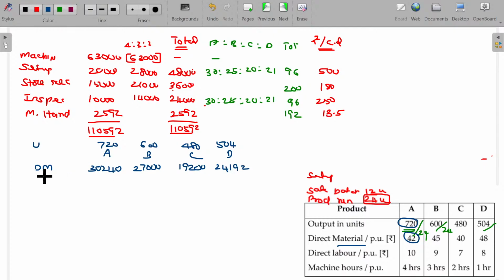24,192. Direct labor similarly, 10 into this much: 7,200, and here 5,400, 3,360, 4,032. Prime cost here being 37,440, 32,400, 22,560, and 28,224.